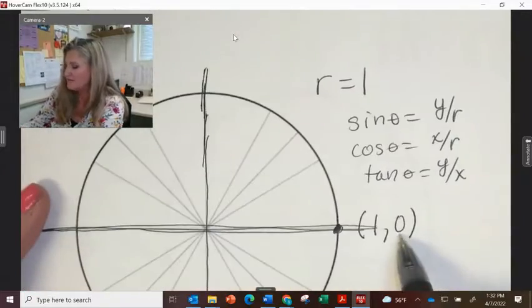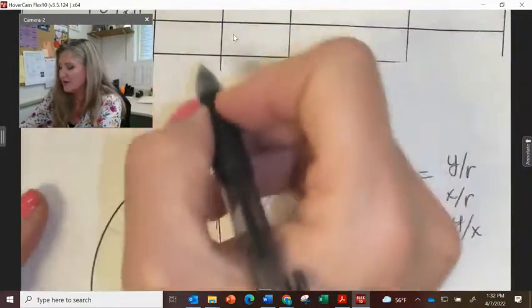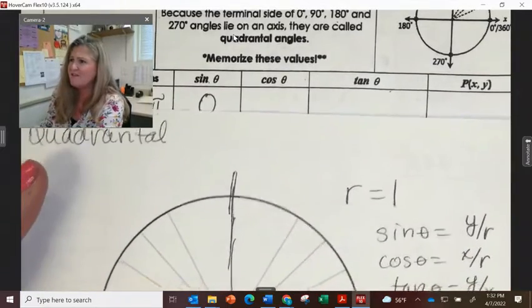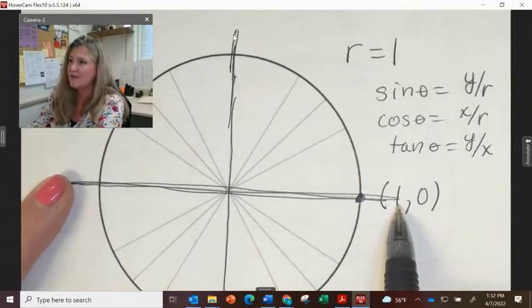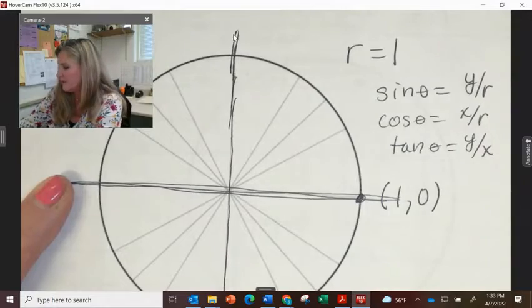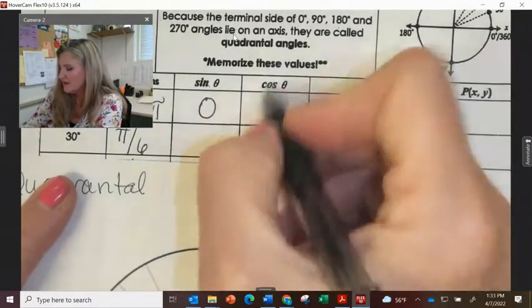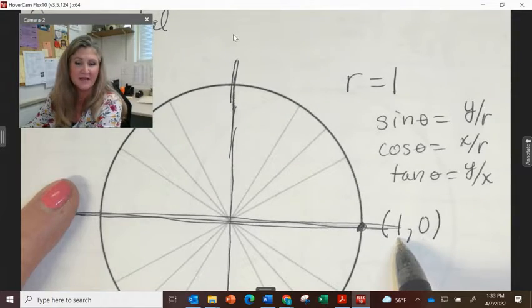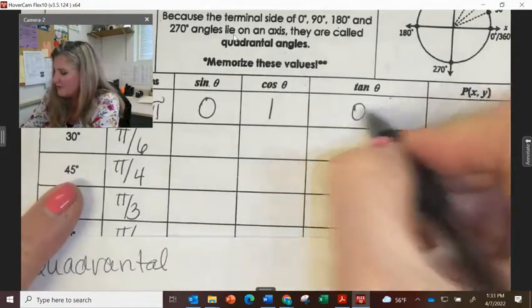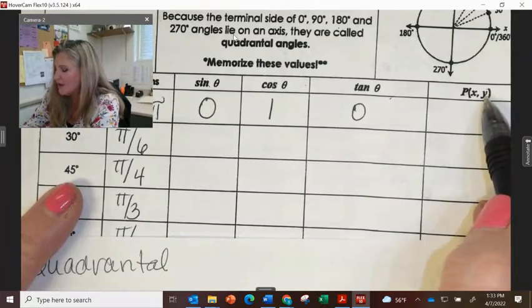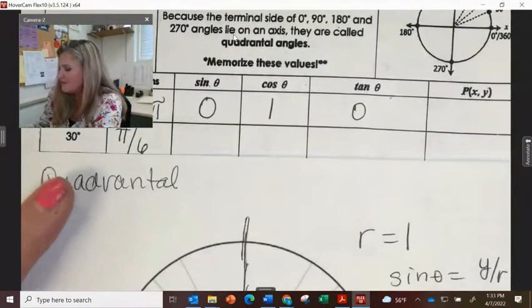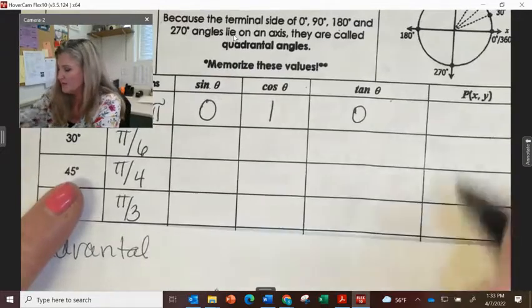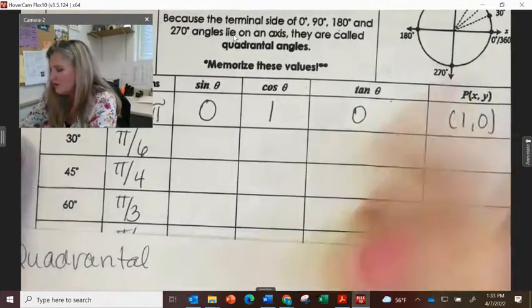It's going to be y, which is 0 over 1. So it's going to be what? 0. So you should have had 0 right there. Now we're going to figure out the cosine. Well, cosine is going to be x over r. So what is that going to be? 1. And then the tangent is going to be y over x. And so what is that going to be? 0. Now they want us to write this as a point x, y. So if I'm thinking about this as a point, what is this as a point? 1, 0.